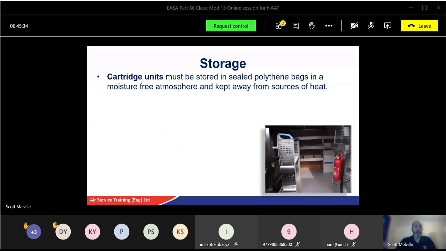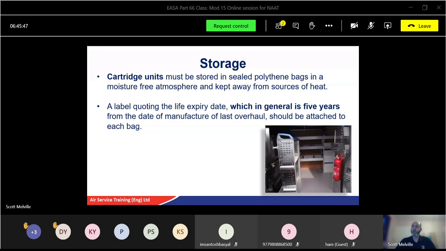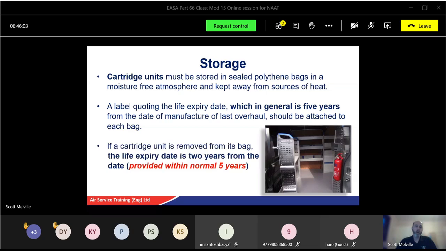Storage. Well, you've got explosives in there, so cartridge units must be stored in sealed polythene bags in a moisture-free atmosphere and kept away from sources of heat. We don't want things going bang when they shouldn't go bang. A label quoting the life expiry date, which is generally 5 years from date of manufacture or last overhaul, should be attached to each bag. Now remember, the life expires at 5 years, but in use is every 2 years. Okay, so if a cartridge unit is removed from its bag, the life expiry is now 2 years. It's classed as being in use from the date, provided it's still within the normal 5 years.